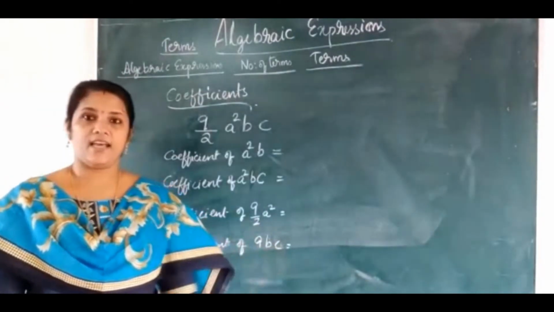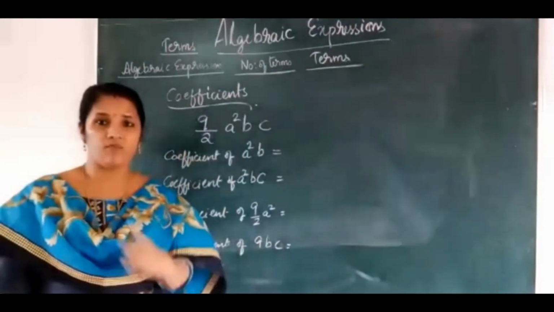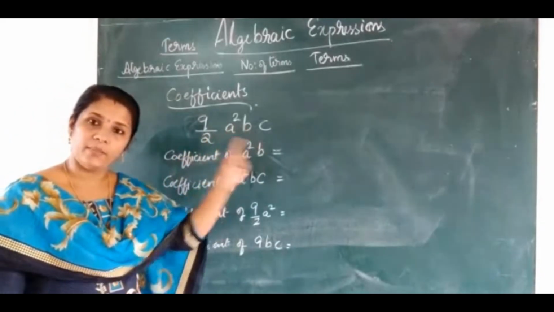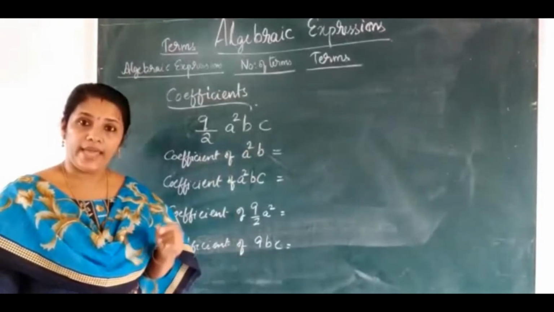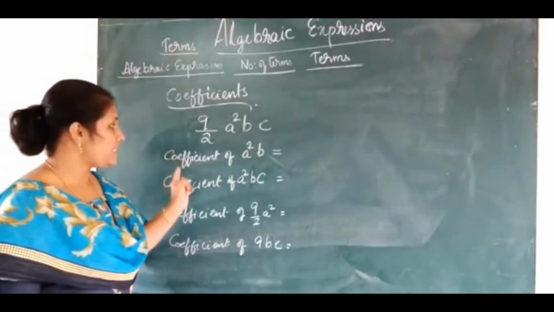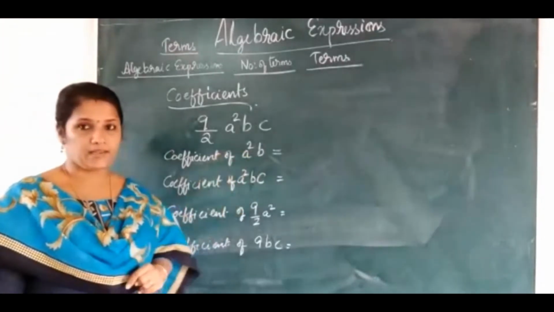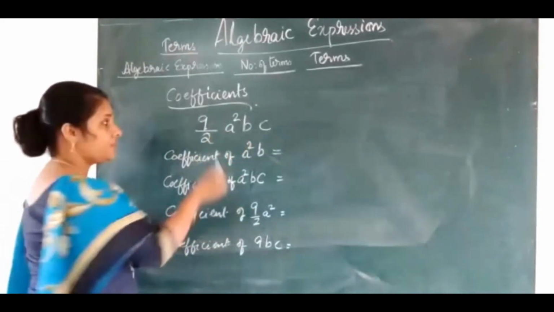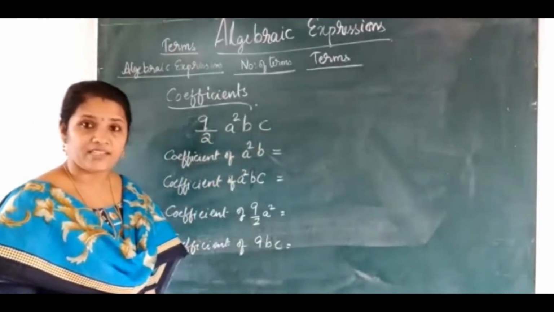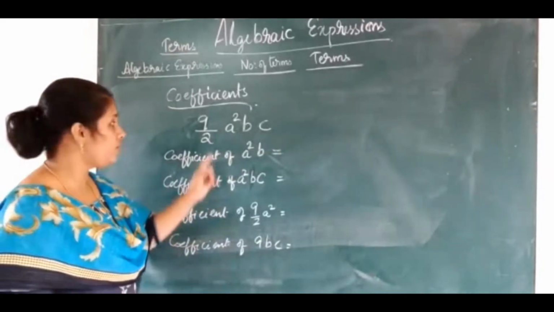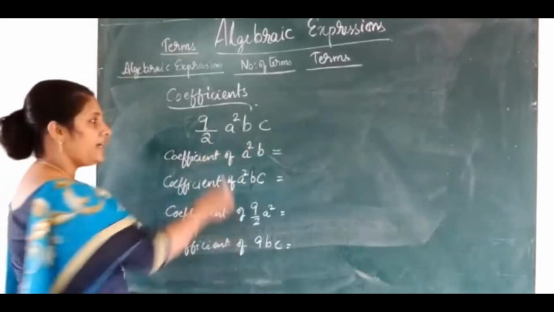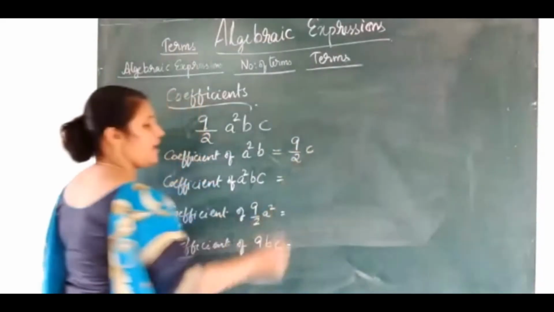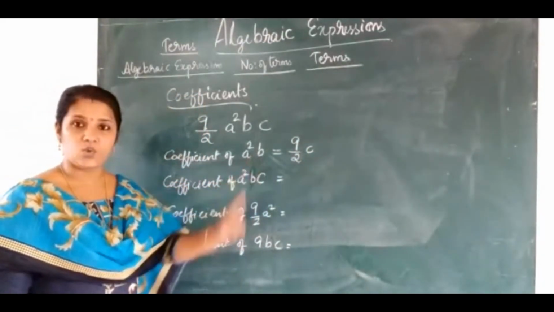Let us consider another example. Here I have considered only one term of the algebraic expression. It is 9 by 2 a square bc. What is the coefficient of a square b? How to find this coefficient of a square b? Just avoid a square b and find the other remaining factors. Which are the remaining factors of this term? It is 9 by 2 and c. So 9 by 2 c is the coefficient of a square b.